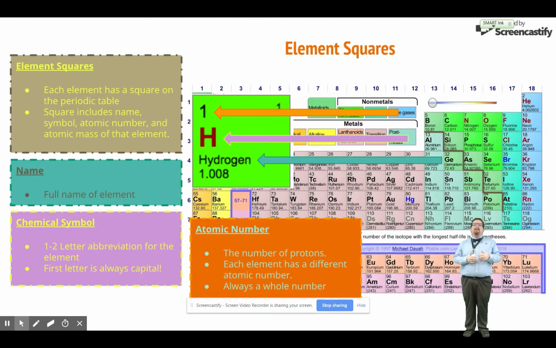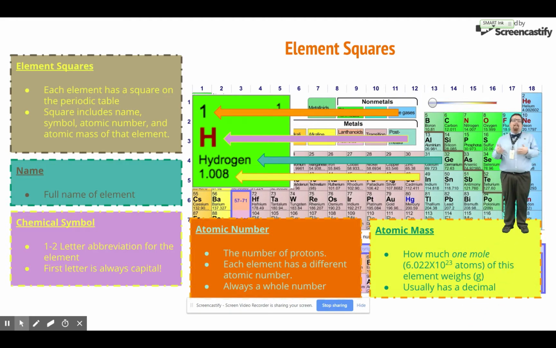On this periodic table, we can also find the atomic number. As you know, the atomic number is unique to each element, and it describes how many protons are in the nucleus of one atom of that element. The atomic number is always a whole number with no decimal afterwards. The atomic number, in my opinion, is one of the most important bits of information on the element square.